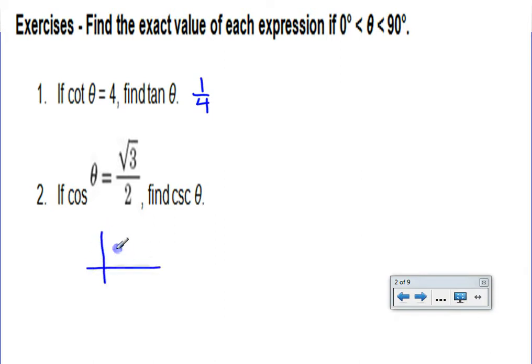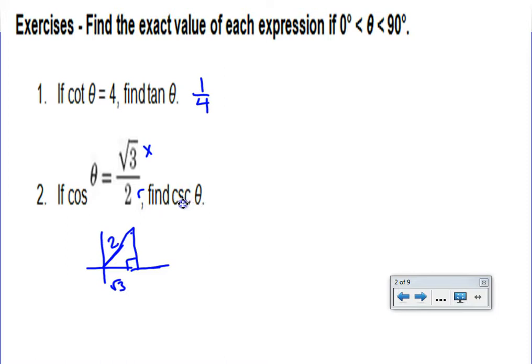It says we're between 0 and 90, so we're in the first quadrant. It says the cosine is square root of 3 over 2. Well, remember, cosine was x over r. So I'm going to draw myself a little picture. Whoop, that's supposed to be a right triangle. Try again. Good enough. And the x is the square root of 3, and the r value is 2.